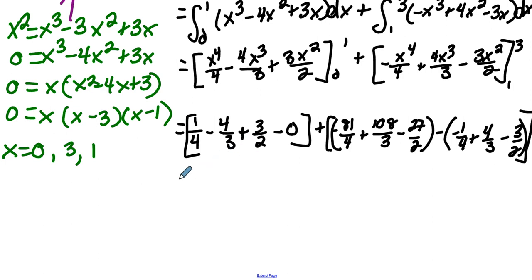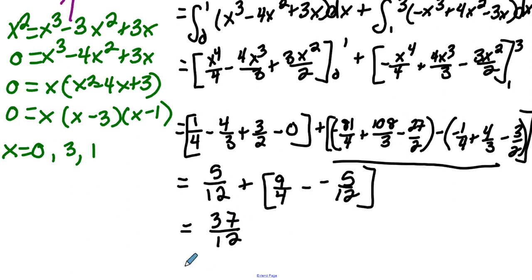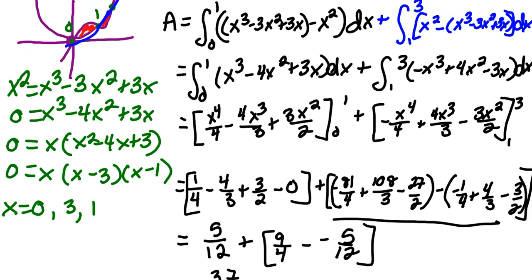And if I did all my fancy fraction work, again, you can do that all without a calculator. This becomes 5/12 plus this whole piece right here. So the first fractions in parentheses, that's 9/4. And the second, if I did my math right, is negative 5/12. And combining all those together with common denominators and so forth, we get 37/12, which is 3.08 square units. Okay, so a little bit messier.